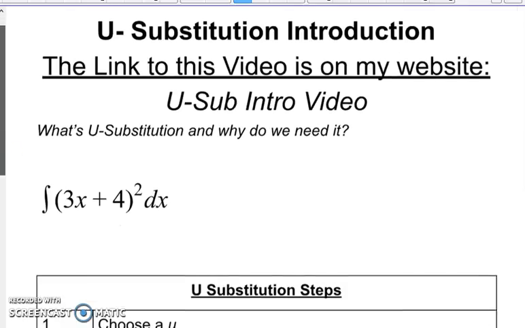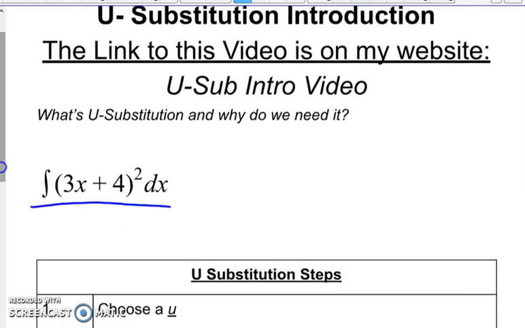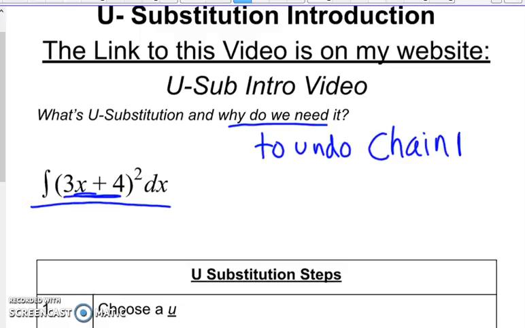So first off, the reason we need it is for if we wanted to take the antiderivative of something like that. You'll notice that this whole thing is squared. So if we wanted to take the antiderivative, we'd essentially have to undo chain rule. We don't know how to do that yet. Luckily, U substitution does that. So why do we need it? We really need it to undo chain rule.